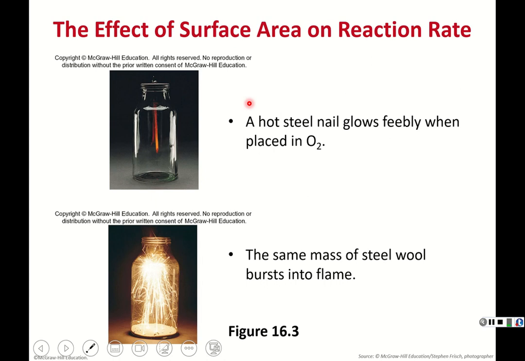This figure here shows the effect of surface area on reaction rate. Both of these are steel trying to burn in O2. You can see that the nail is glowing, right? So something's happening, but it's only on that surface. But if you use the same mass of steel wool that has the steel in more shreds and more surface area available, it'll actually burst into flames.